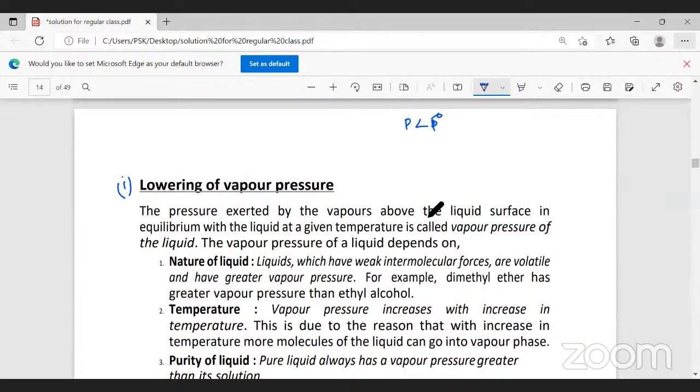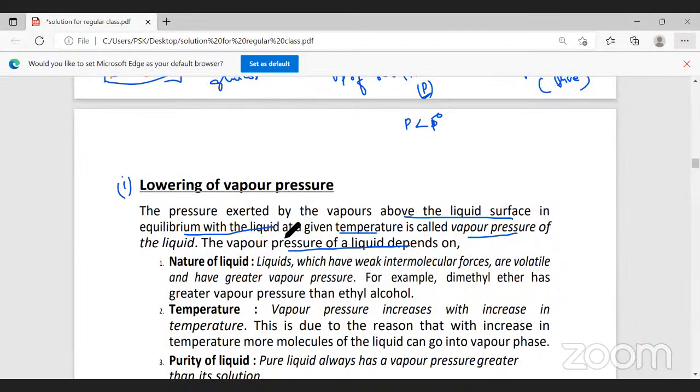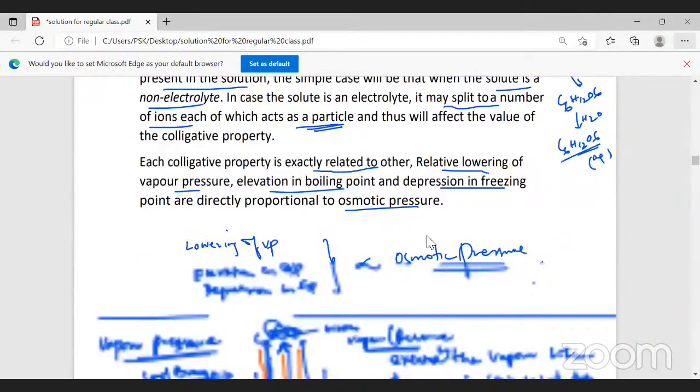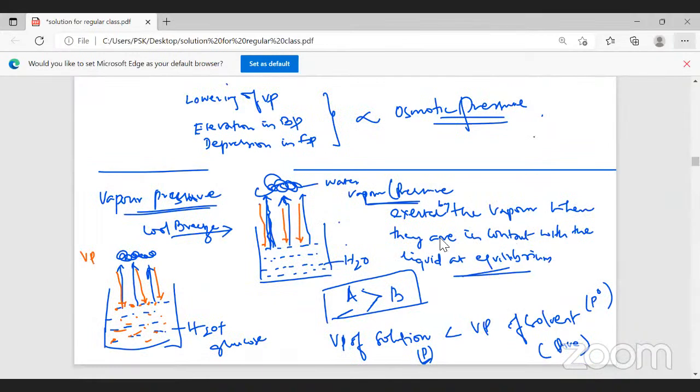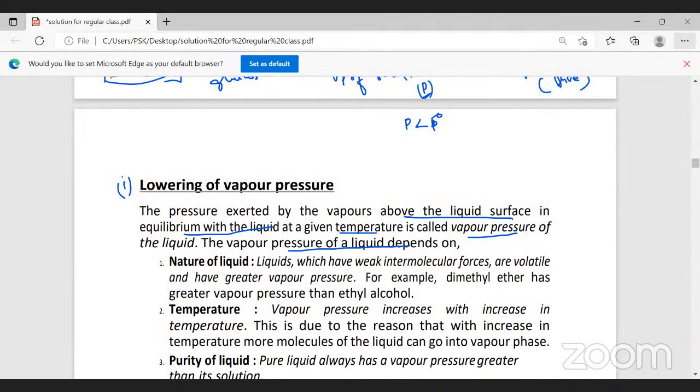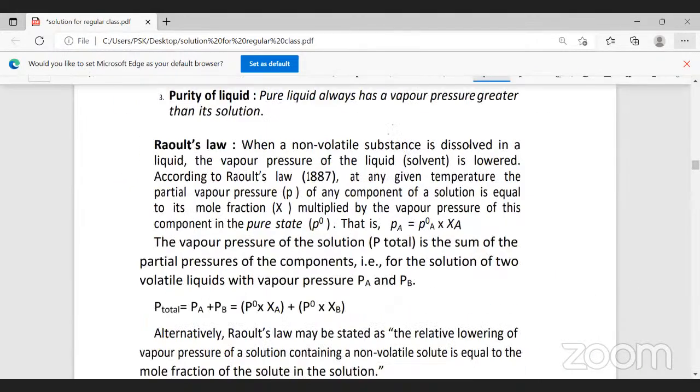Now, what is this lowering of vapor pressure? The pressure exerted by the vapors above the liquid surface in equilibrium with the liquid at a given temperature is called vapor pressure. I explained this. Vapor pressure of a liquid depends upon certain factors; we will learn the reasons. Now, you understood what is vapor pressure: the pressure exerted by the vapors above the liquid surface in equilibrium with the liquid at a given temperature. I clearly explained and wrote it here. So this is the vapor pressure definition. And vapor pressure depends on the following.